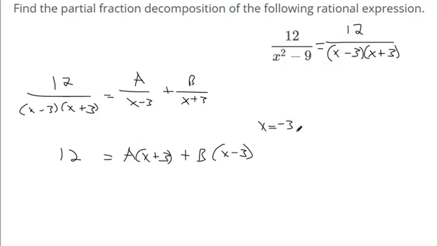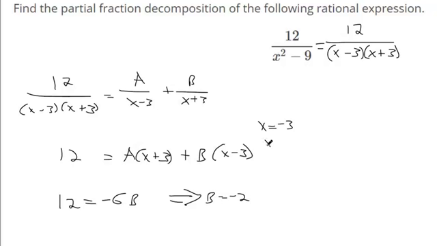So let's start with x equals negative 3. If you were to plug in negative 3 into this equation, the first term is gone. Negative 3 plus 3 is 0. So we have negative 3 minus 3 makes negative 6b. So that implies that b equals negative 2.